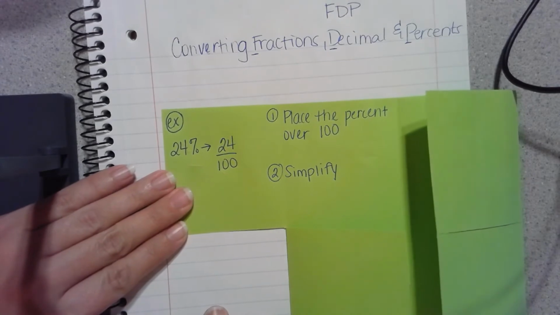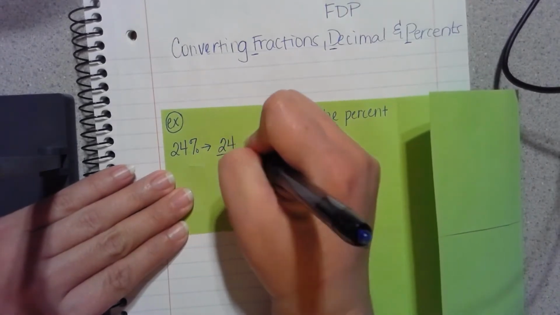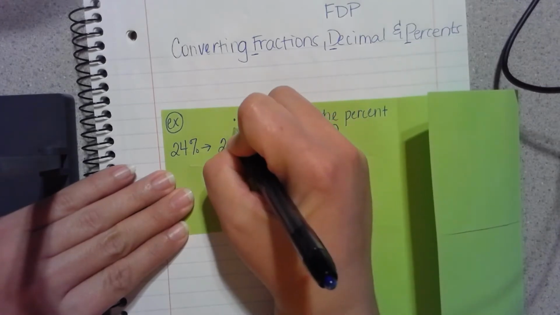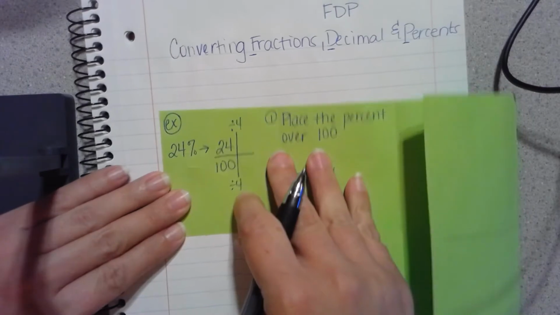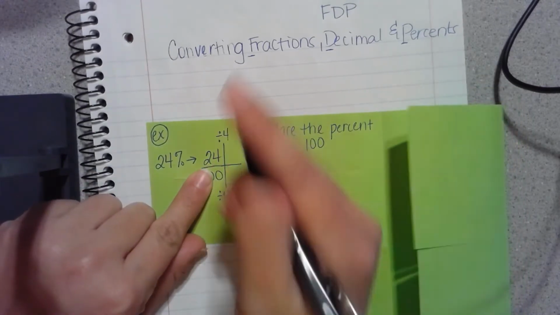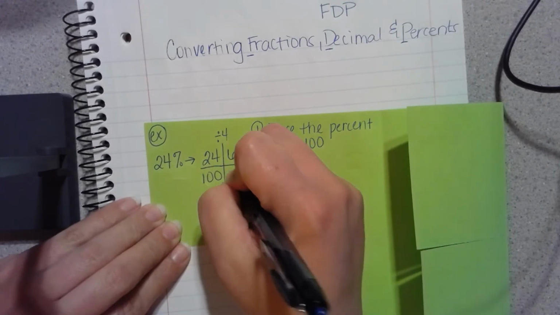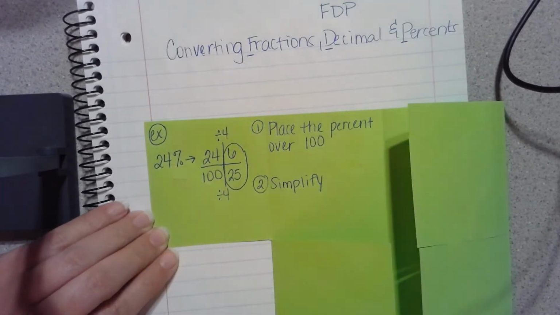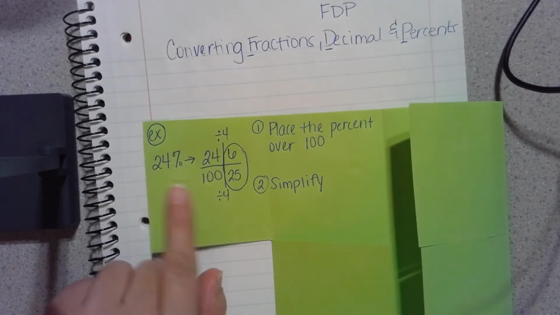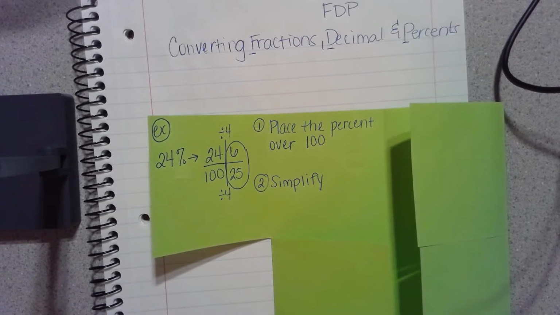Okay? Now the next step is to simplify. Well, to simplify this, we're going to divide by 4. Okay? 24 divided by 4 gives us 6, and 100 divided by 4 gives us 25. There is my simplified fraction. 24% is the same thing as 6 over 25.